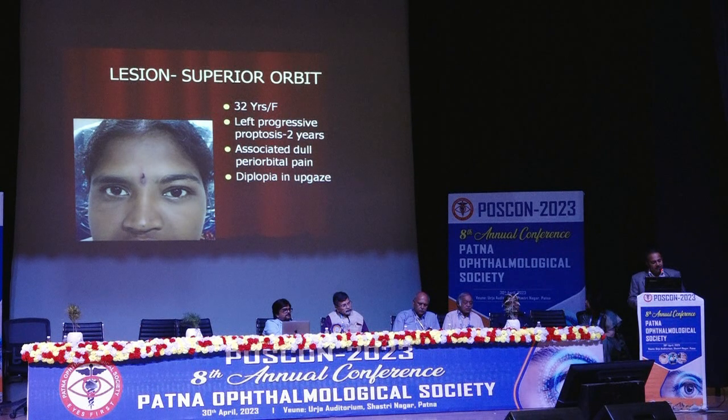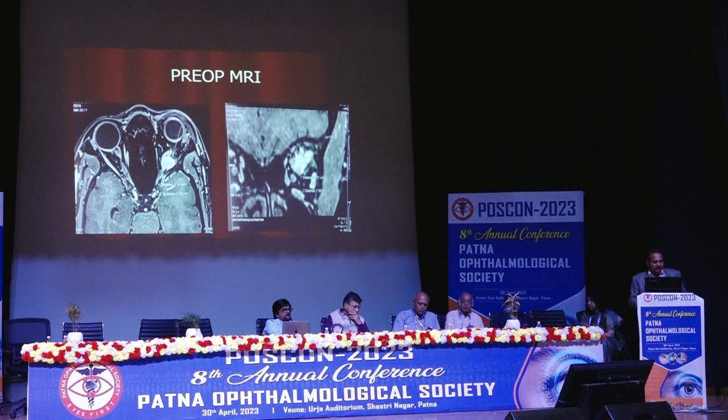And this was another nerve sheath tumor in a 32-year-old female who presented with the progressive left proptosis of 2 years duration with associated dull periorbital pain and diplopia on upgaze. And this was the mass in the posterior part of the orbit.